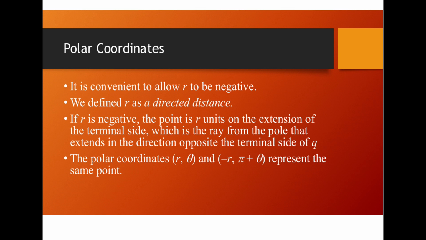Now, when r is negative, we have to interpret that and give it a meaning. We define r as a directed distance. So if r is negative, the point is |r| units on the extension of the terminal side. So we're going to extend that terminal side in the opposite direction, and our terminal side is simply where our theta is ending up, right?